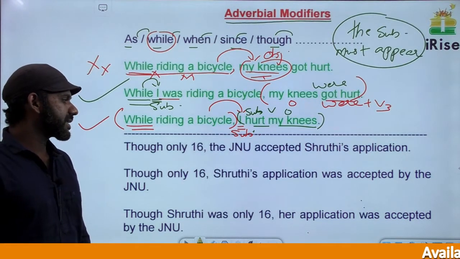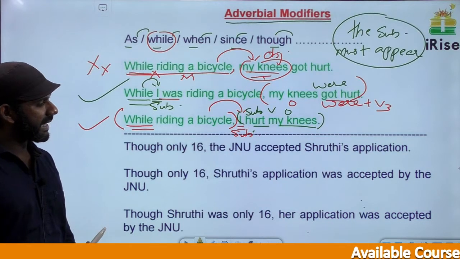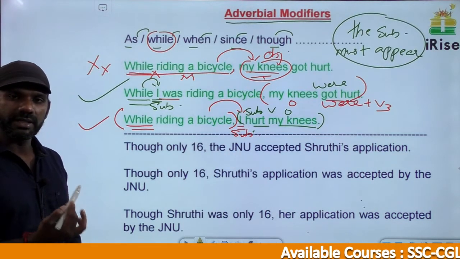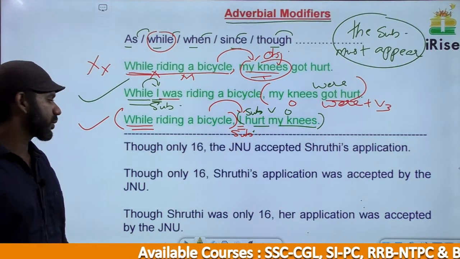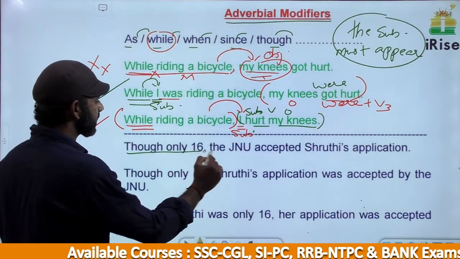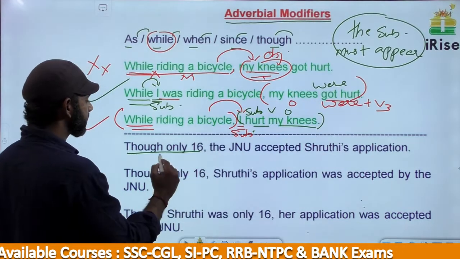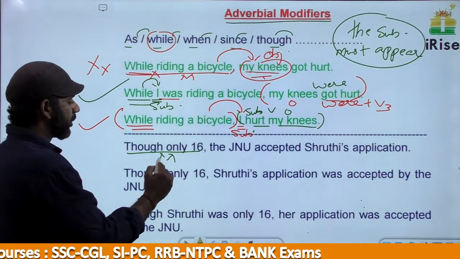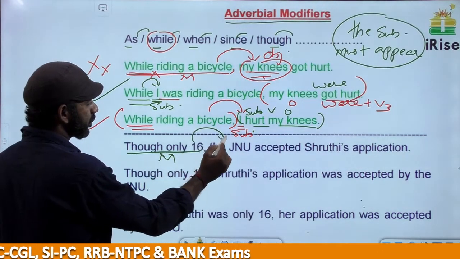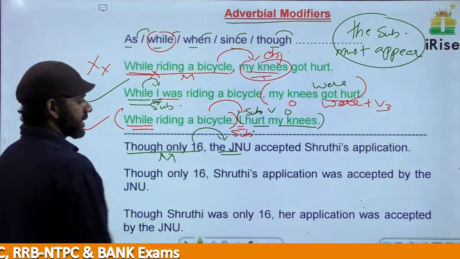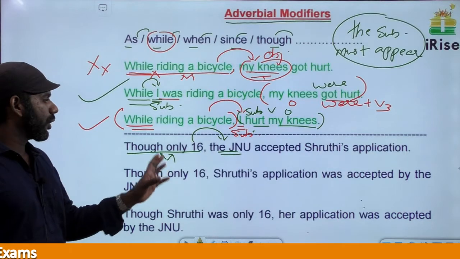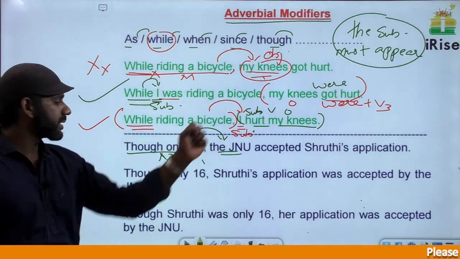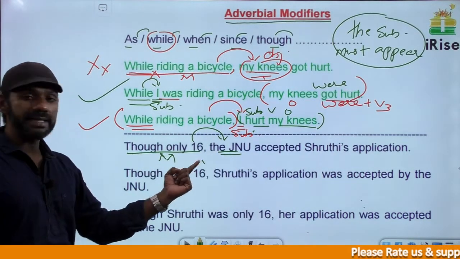Though only 16, comma, the JNU accepted Shruti's application. Which is a modifier here? Which clause is a modifier? The first one. Though only 16 is the subordinate clause here. So this is the modifier. The modifier comes very close to the word the JNU. So we need to compare the word JNU with the modifier. Though only 16, the JNU means the JNU was only 16.